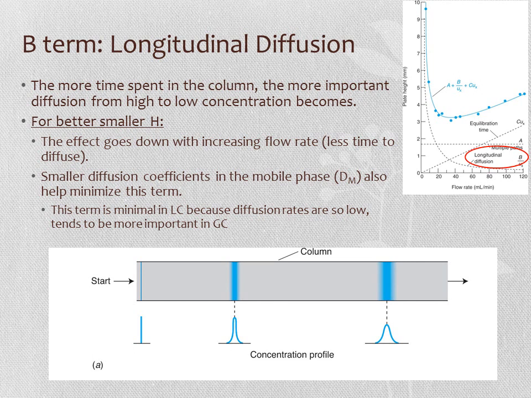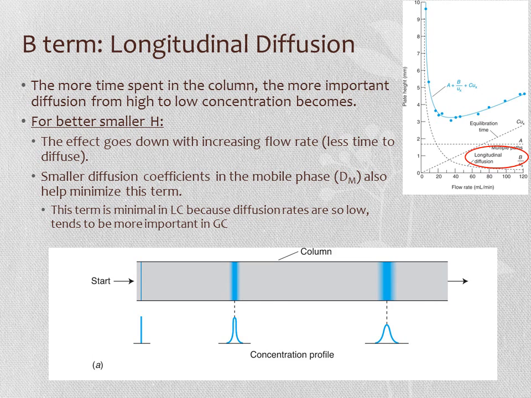The B term describes longitudinal diffusion. So we know that diffusion is simply movement of analyte from high to low concentration. And in chromatography columns, you definitely have a starting zone of high concentration. It's your pure mixture that you put on there. So all the components in that mixture are trying to diffuse in the flow path and backwards, actually in the flow path, to areas of low concentration. This diffusion gets worse the longer you're in the column, the more time that passes.